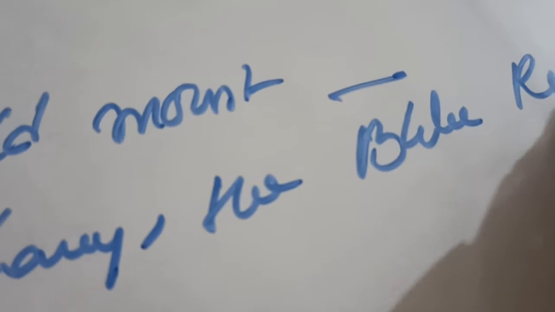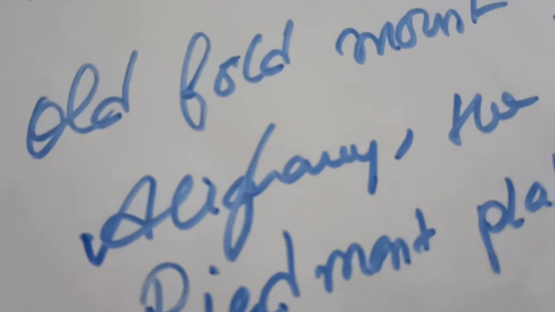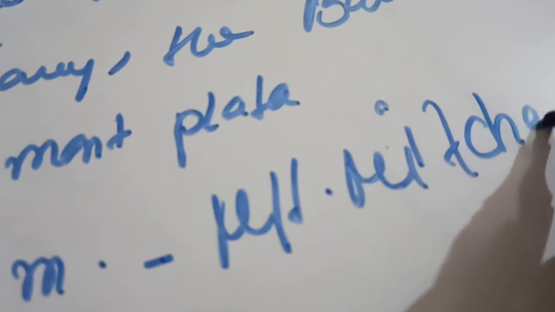This Appalachian Mountain is an old fold mountain and includes another two mountains, one is Allegheny, the Blue Ridge, and the Piedmont Plateau. The elevation of the Appalachian is about 2000 meter and Mount Mitchell is the highest peak.